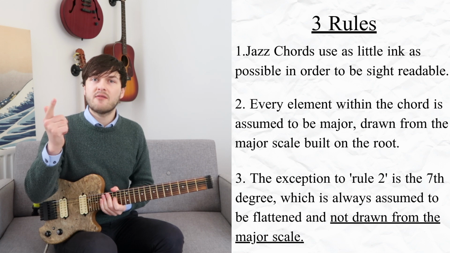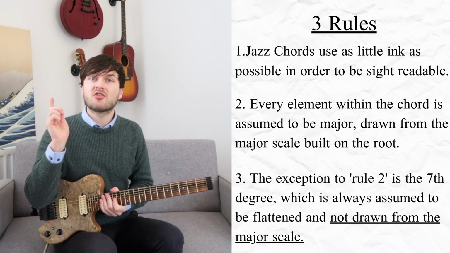So let's say we saw the chord C7. There's 2 bits of information there, C and 7. If we were to analyse each separately, C, we assume that means, can I have a C major chord, please? So we would be playing a C major chord. The only other bit of information in that chord is 7. Now remember our 3 assumptions. Least ink possible, everything is assumed major, the exception is a 7. So this chord is asking me for a C major, and then it wants a 7. Now that means not the one from the major scale, but the flattened one from the major scale.